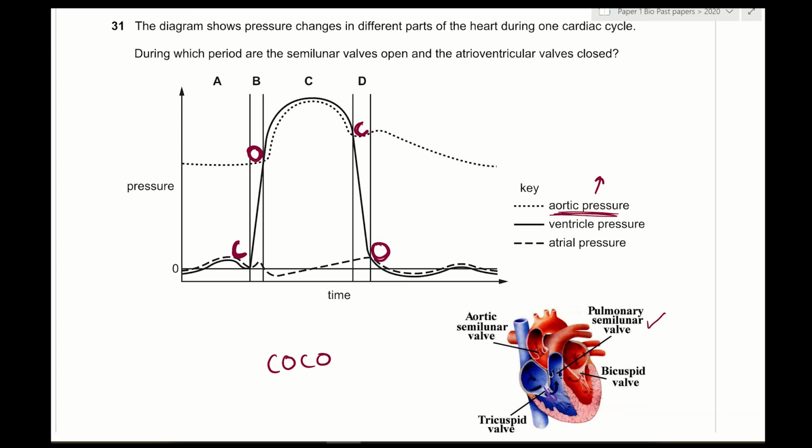So this line here has something to do with the semilunar valve. And then we have ventricle pressure. This line here represents the ventricle pressure. Now, ventricle pressure also has something to do with the semilunar valve, because when it contracts, the semilunar valve opens to allow blood into the atrium. Now, for the last line here, we have atrial pressure.